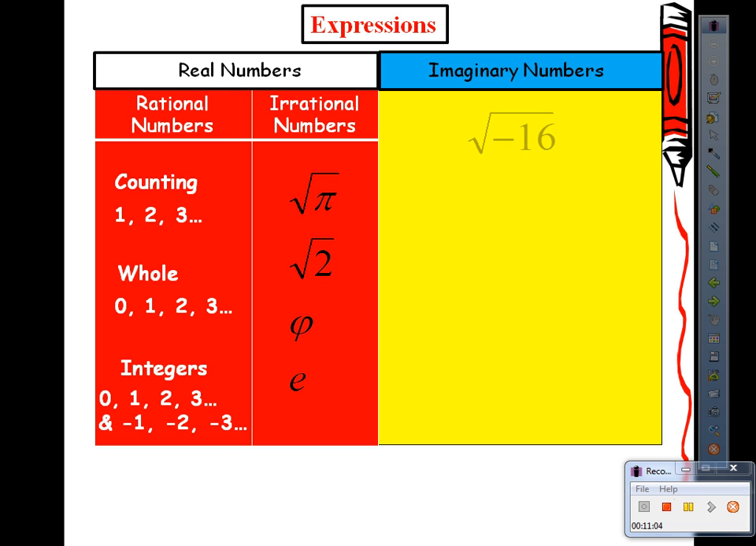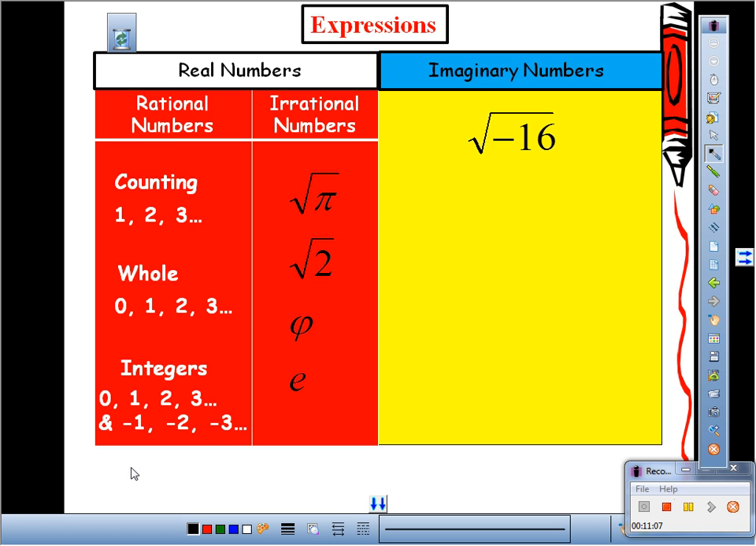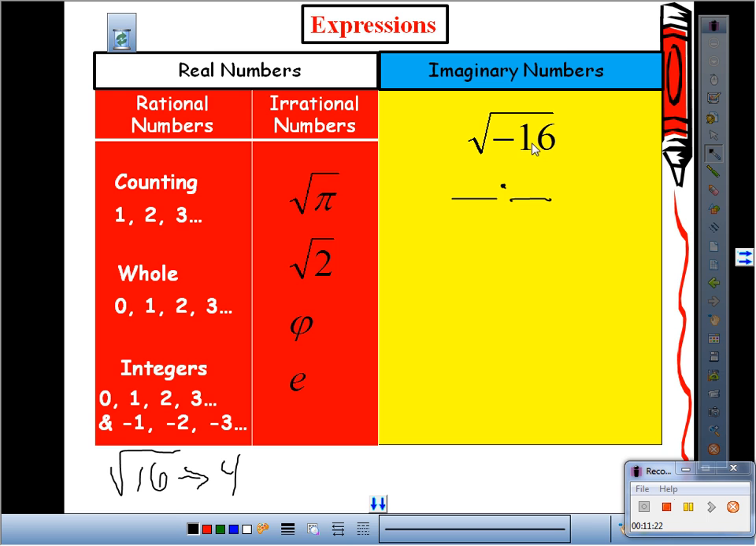Ready? Square root of negative 16. Pay attention to this part. If I said that square root of 16 is a real number, because what number times itself gives us 16? 4. So that means this is a real number. So the rule is a number times itself to give us that number. So think about it. Talk it over with your neighbor. Let them know what number times itself gives us negative 16. What number times itself gives us that number?